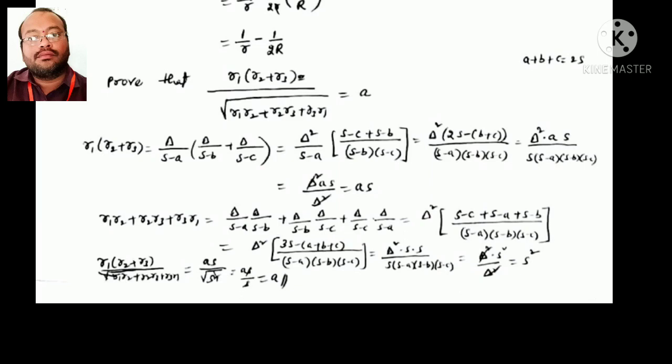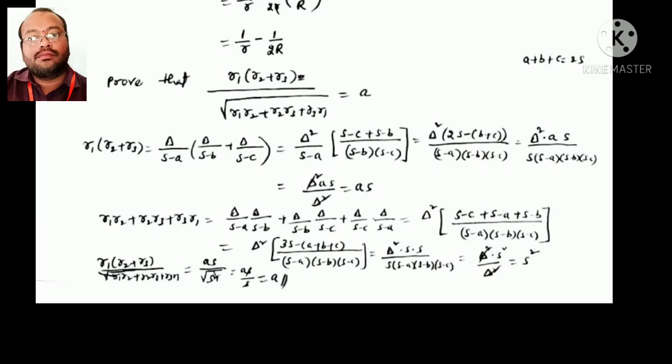So in the bracket, s minus b and s minus c common, then we can get s minus c plus s minus b. By simplifying, we can get delta square into 2s minus of b plus c. 2s minus of a plus b plus c is nothing but a, since we already know a plus b plus c is equal to 2s. So finally we can get here delta square into small a into s small a, by multiplying and dividing s there. In the denominator, s into s minus a, s minus b, s minus c, that will be delta square. So delta square gets cancelled, it will be as.